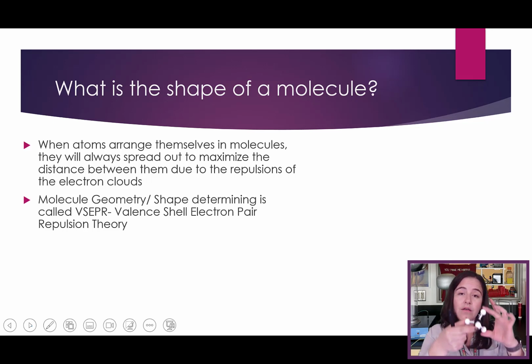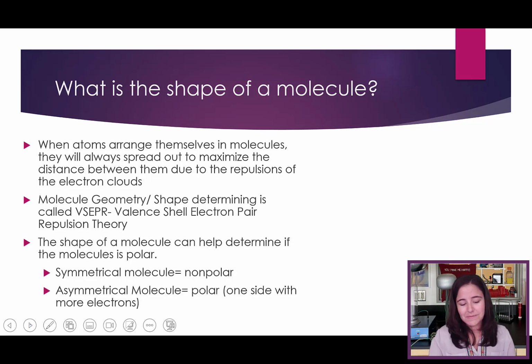Now, the study of molecular shapes is called VSEPR. It stands for Valence Shell Electron Repulsion Theory, and it's basically a set of rules that we use to determine the shapes of molecules. And why the shape of a molecule matters is because it helps determine if the molecule is going to be polar. Now, polar molecules like water can do a lot of cool things. It increases their surface tension, their boiling point. They're more likely to be liquids or solids rather than gases.